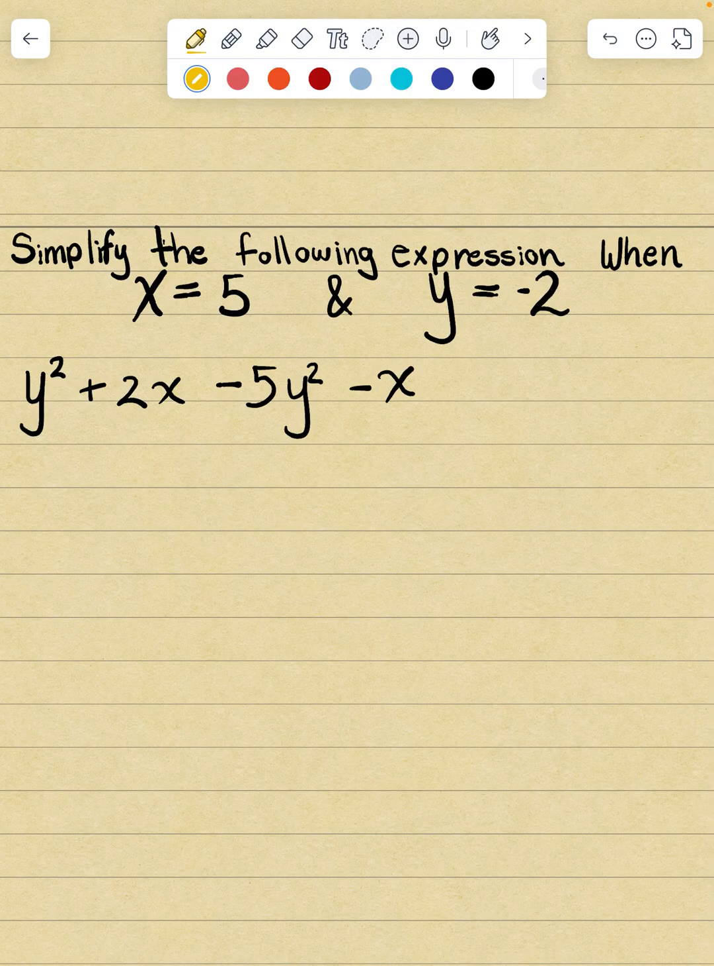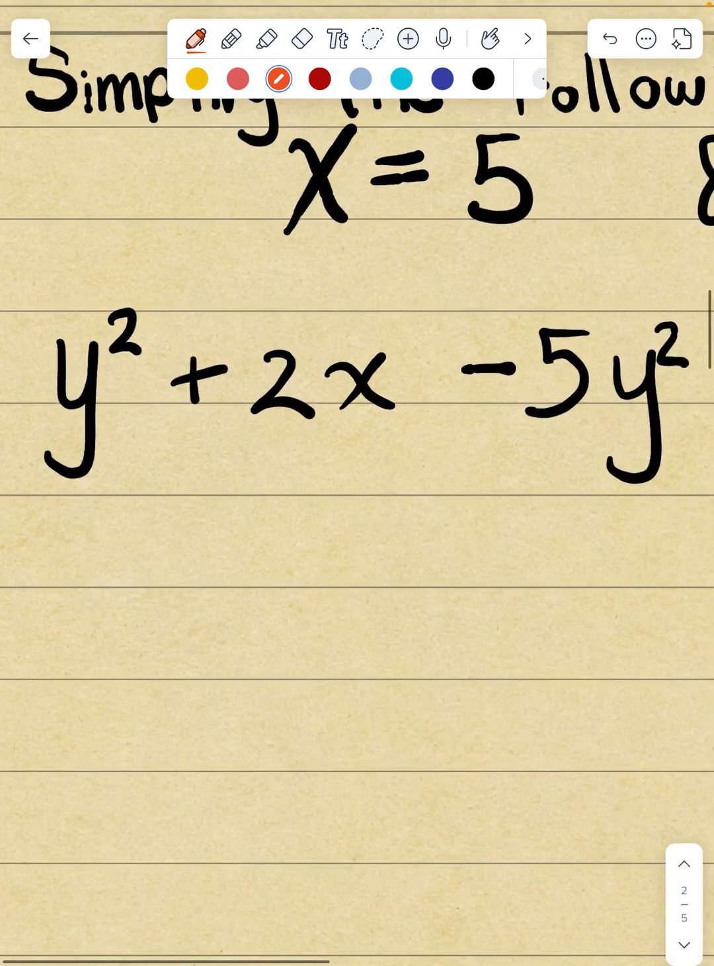So simplify the following expression when x equals 5 and y equals negative 2. So here we actually have two variables, and so we're not only dealing with a variable and a constant, we're actually dealing with one variable and a different variable, and so we're going to substitute for different things, right? And so the first step, which is just simplifying, is going to be the same.